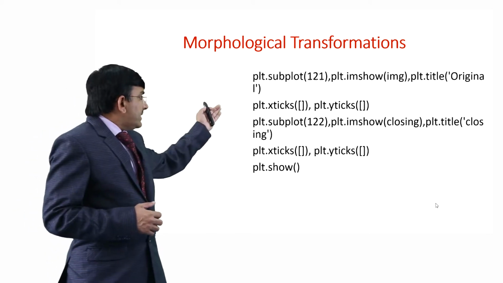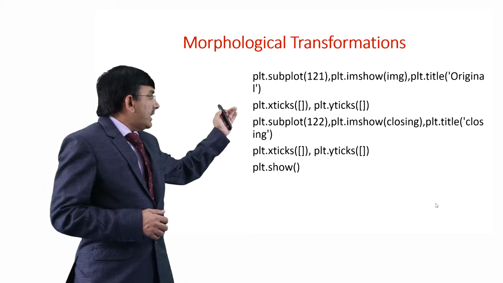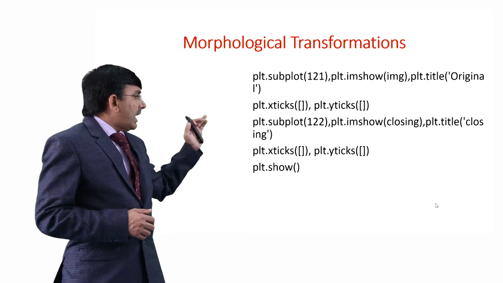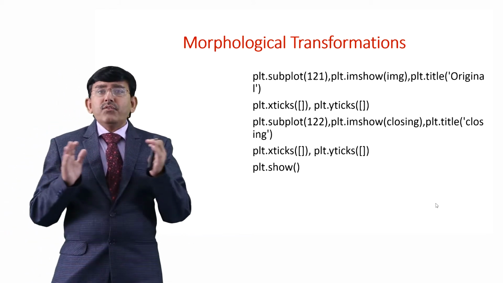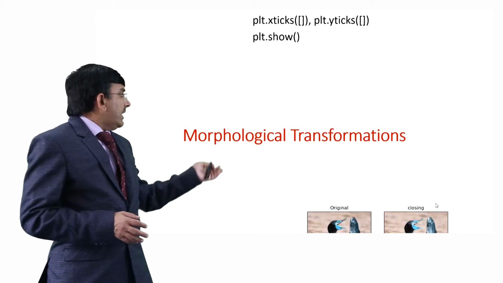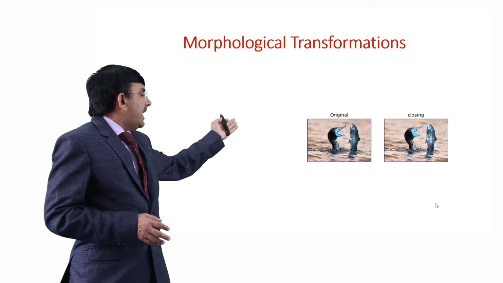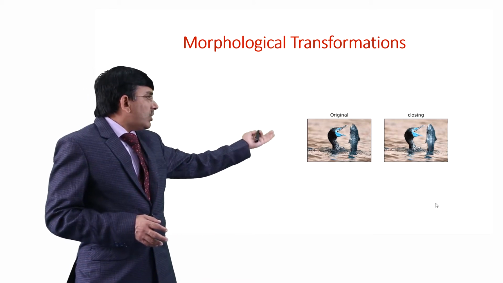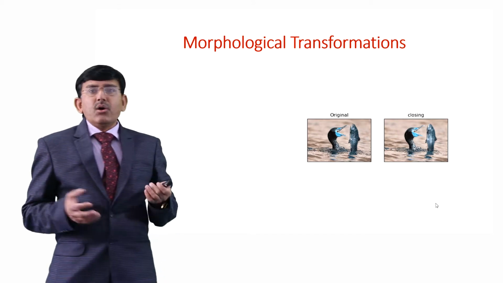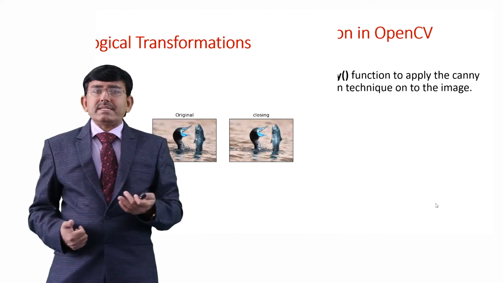Then in this slide we have a function used to display the input and output along with their respective titles in a single figure window, where this slide highlights how the input image has been processed through a morphology of type closing and we get the output image. This way we process the sequences.